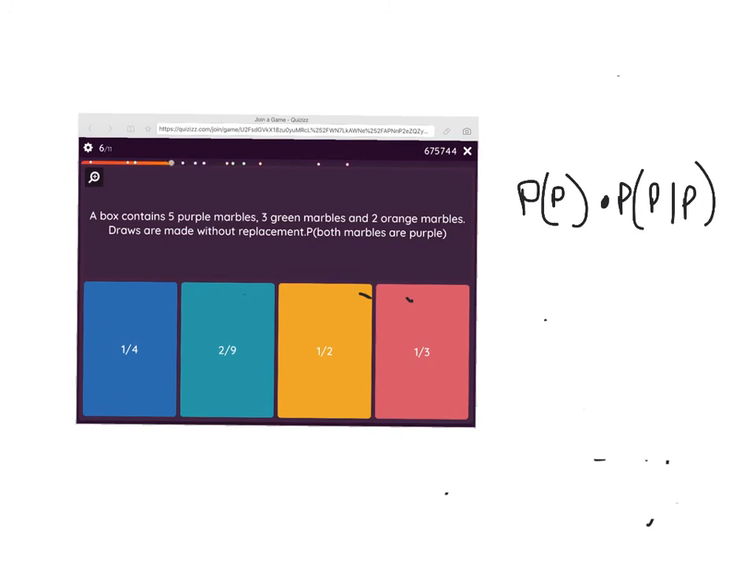But this time we're saying, okay, what's the probability I pick a purple the first time? How many total marbles are there? 10. How many are purple? 5. So that's 5 out of 10 for the first one. And then assuming I pulled a purple one the first time, how many purple are left? 4. And how many total marbles are left? 9. So I can do 1/2 times 4/9, and then I get 2/9.